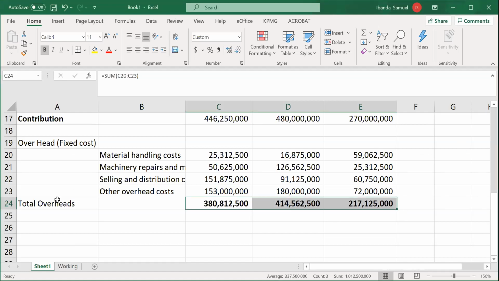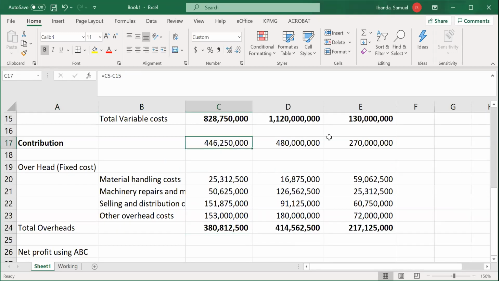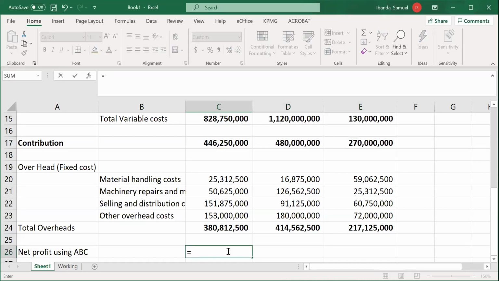When you want to get profit, basically the net profit, call this net profit using ABC. So profit will be given by contribution minus total overheads. Because remember, contribution is already total revenue minus variable costs. So when you again subtract fixed costs, you should be able to get your profit or loss.